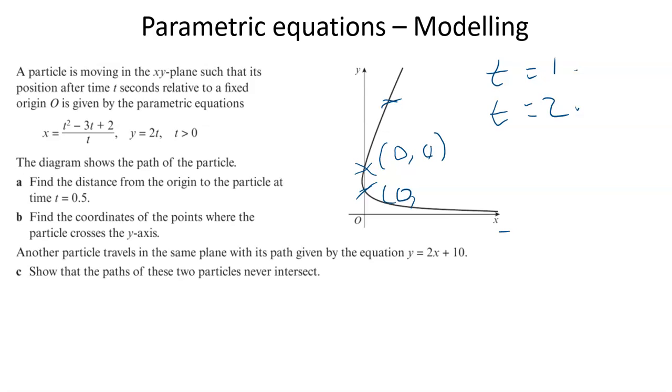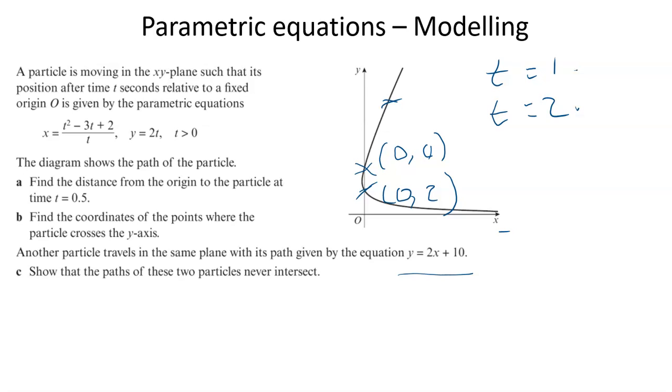And this one is going to be 0 and double that, it's 0, 2. Those are our two coordinates where it crosses the y-axis. Another particle travels in the same plane with its path given by this equation. Show that the paths of these two particles never intersect. Okay, so they don't intersect.